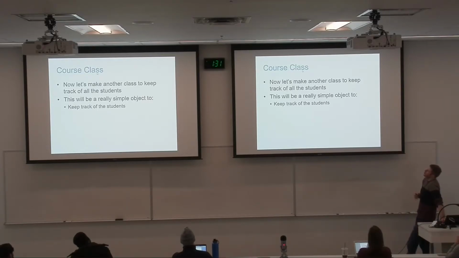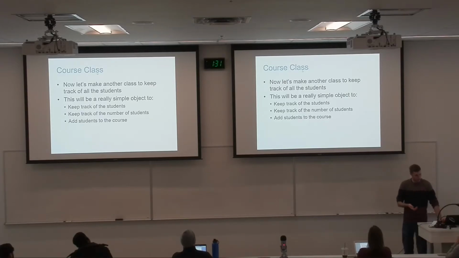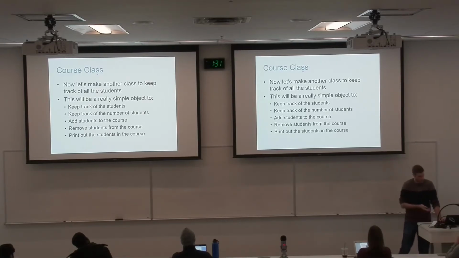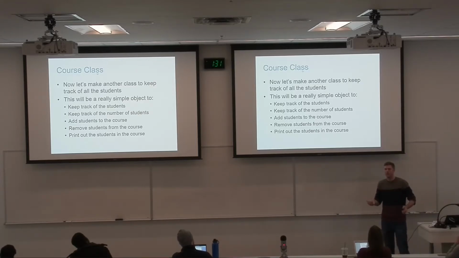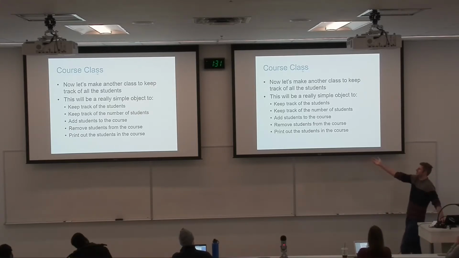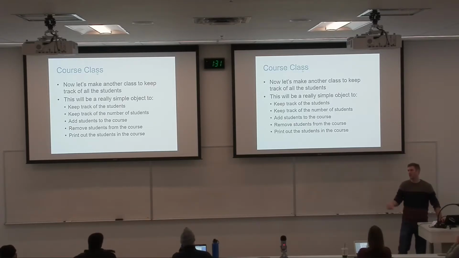All this one's going to do is keep track of the students and the number of students. And we want to be able to add students to the course, maybe remove students, check if a student's in the course, print out the names of the students in the course, whatever. There's a bunch of things we might want to do. This isn't exhaustive. Maybe I want to figure out the class average of all the students in the course as well. There's a lot of things I could do. Sky's the limit. Remember, we're inventing this. We get to do whatever we want.